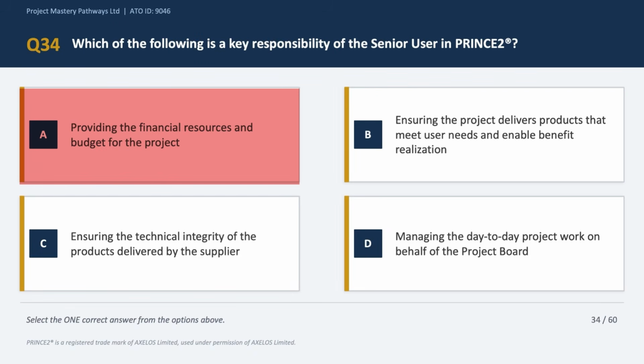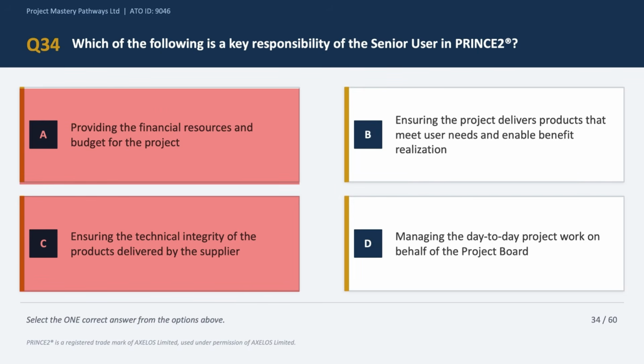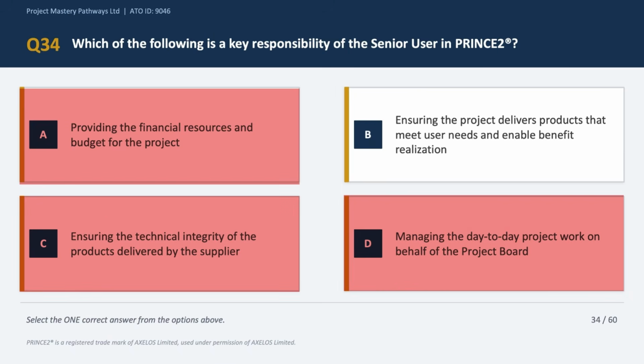Option C says ensuring technical integrity of the products delivered by the suppliers. Now that is the accountability of the senior supplier. The supplier representative, which is the senior supplier, cares about how things are built and whether they meet the technical specifications. So option C is incorrect. Option D says managing day-to-day project work on behalf of the project board. Now that is incorrect as well, because that is what the project manager does, right? The board does not manage day-to-day delivery. Okay, so we can eliminate option D.